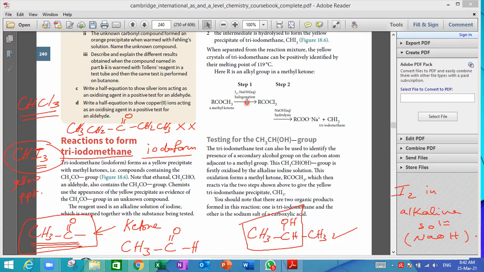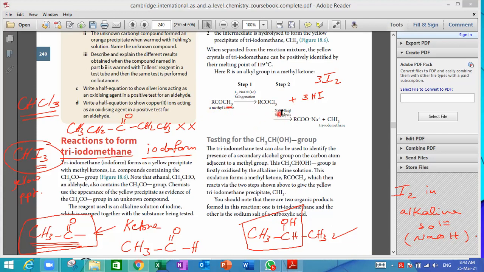In step 1, these 3 hydrogens are going to be replaced by 3 iodines, because we reacted sodium hydroxide with 3 iodine molecules. So 3 iodine atoms replace the 3 hydrogen atoms in the ketone. Of course, we also get 3 hydrogen iodide, but it's not written because we are not concerned about it. We are concerned only about our product, which is RCOCI3.